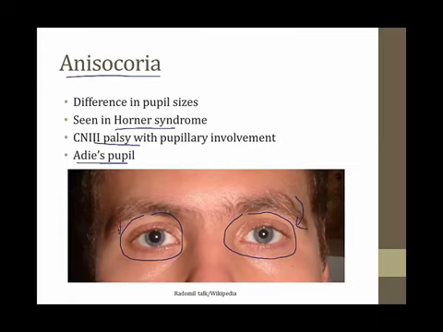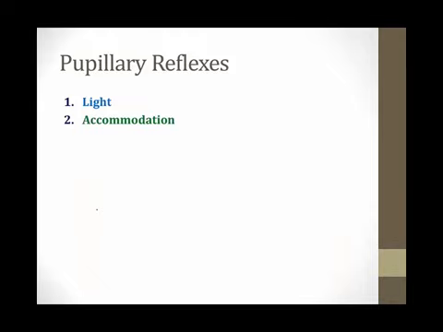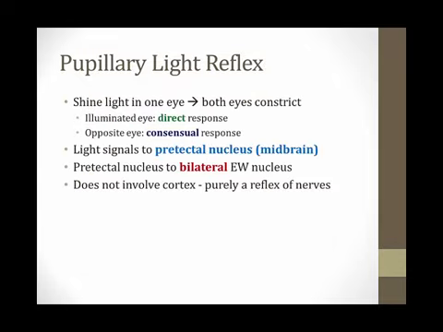the abnormal one. There are two pupillary reflexes that are tested as part of the physical exam to make sure the innervation of the pupils is normal. Those are shining light in the eye and asking the patient to focus on a near object, which is called accommodation. So we'll talk about these two reflexes now. To test the pupillary light reflex, you shine light in one eye and both eyes should constrict. The illuminated eye has what's known as a direct response and the opposite eye has what's known as a consensual response. The light signals are transmitted to a part of the midbrain called the pretectal nucleus.